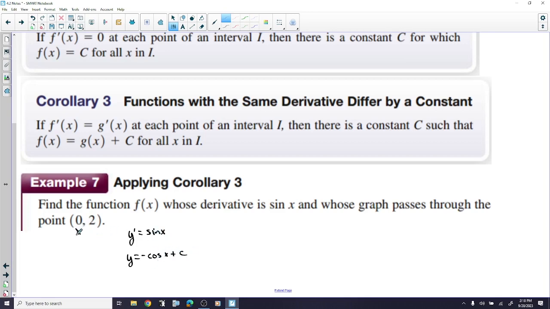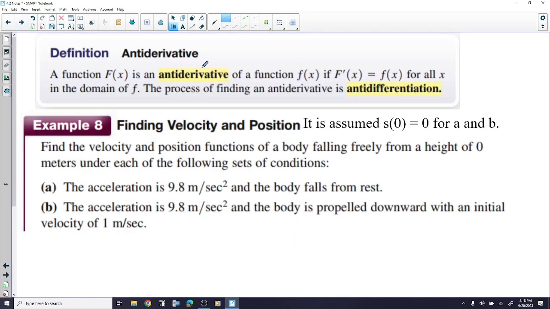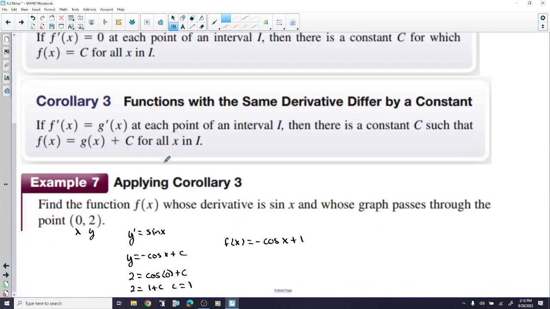Well, now we know an x and we know a y. So to find c, we can plug those values in. 2 is equal to negative cosine of 0 plus c. 2 is equal to negative 1 plus c. So c is equal to 3. And so the function f of x is equal to negative cosine of x plus 3. It's called the antiderivative. So when you take the derivative, you go from this to this. When you go backwards, that's called the antiderivative.